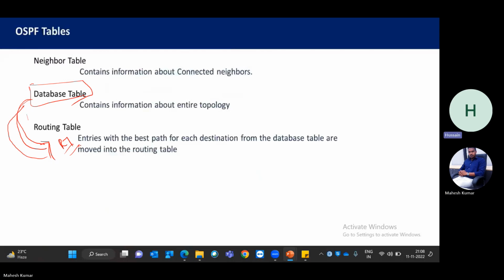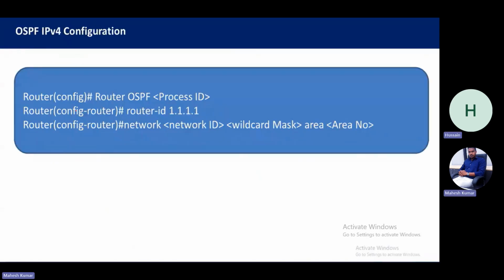So this is the syntax to configure. In global configuration mode: router OSPF process ID. This is the command, router OSPF process ID. The process ID we can use from 1 to 65,535. Process ID is nothing but the AS number, the autonomous system number.